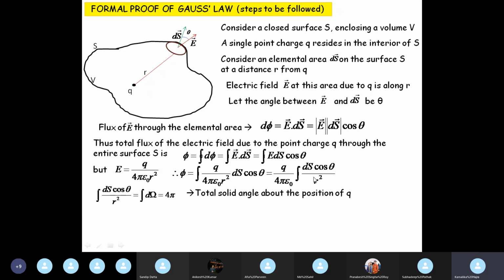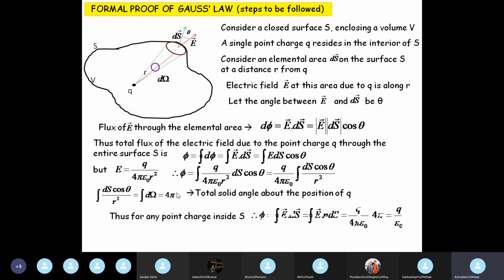And I told you this quantity is the integration of the solid angle dΩ that is subtended by the area dS at the position of the charge q, and the total integration of a solid angle about a volume is always 4π, and I explained this also. So this is the solid angle for this particular infinitesimal area. If you integrate over the entire surface, you are basically spanning the entire three-dimensional space, and so that value comes out to be 4π.